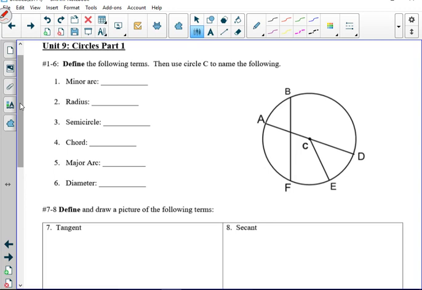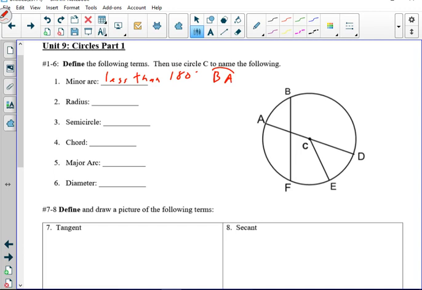Minor arcs are less than 180 degrees, such as BA, BD, ED, FD, AF. All those are minor arcs.